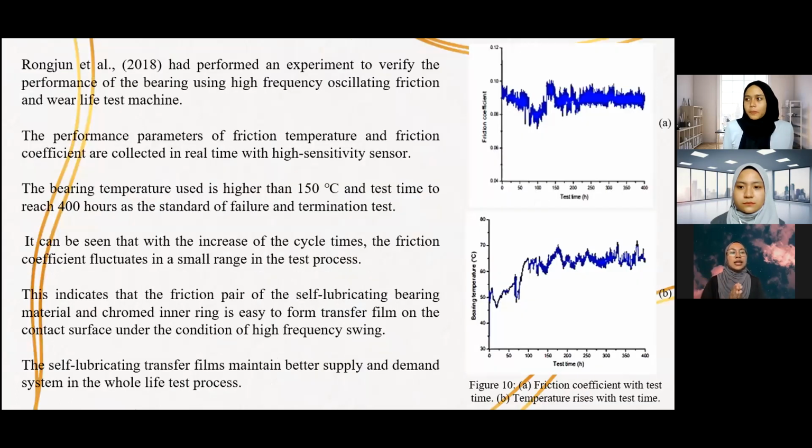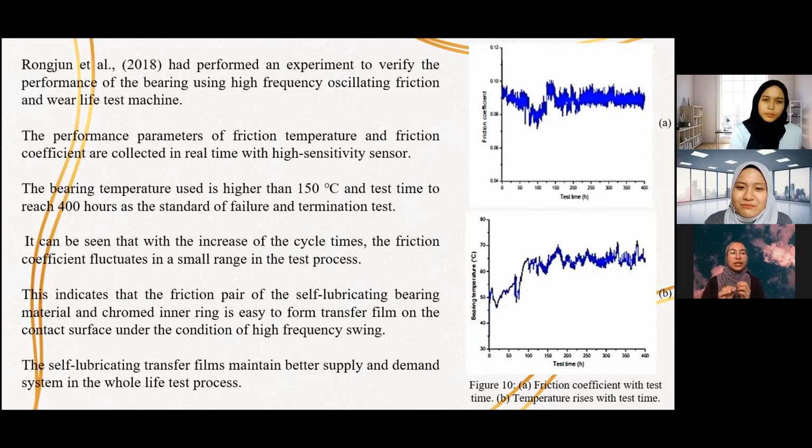Other testing analysis has been done by Ron June in 2018. They performed an experiment to verify the performance of the bearing using a high frequency oscillating friction and wear life test machine. The performance parameters of friction temperature and friction coefficient are collected in real time with a high sensitivity sensor. The bearing temperature used is higher than 150 degrees Celsius, and test time reaches 400 hours as the standard of failure and termination of the test.